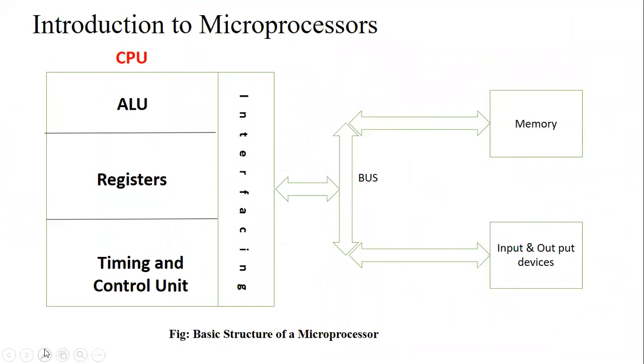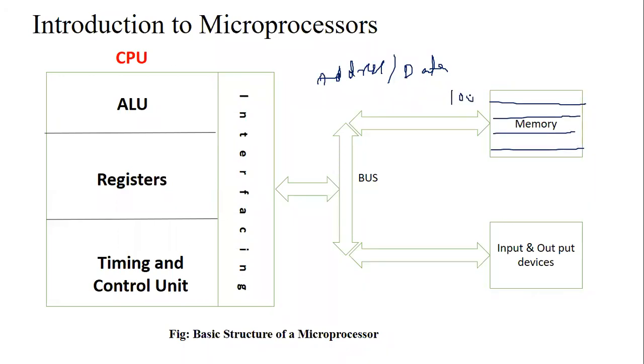See this address as well as data, same lines we are using. When it is address, these are the memory, which has addresses, for example 1, 2, 3, 4, 5. This has the data. The same lines are used for both address and data. When will it work as address, and when will it work as data?